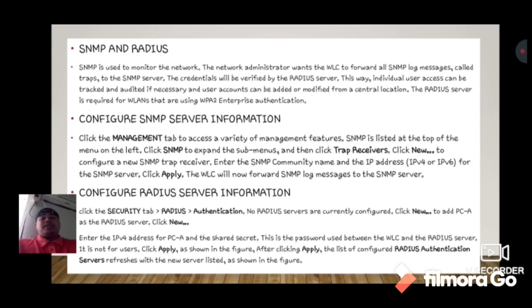Configure RADIUS server information. Click the Security tab, then RADIUS, then Authentication. No RADIUS servers are currently configured. Click New to add PCA as the RADIUS server. Enter the IPv4 address for PCA and the shared secret. This is the password used between the WLC and the RADIUS server. It is not for users. Click Apply. After clicking Apply, the list of configured RADIUS authentication servers refreshes with the new server listed.